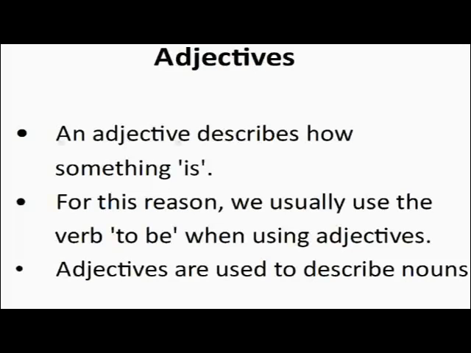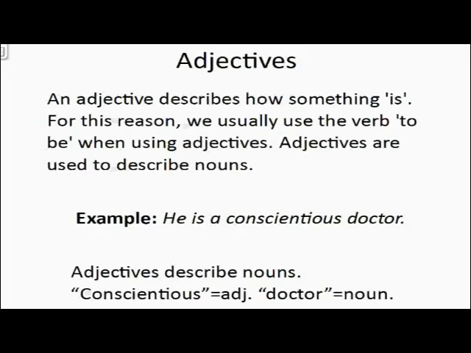Let's go ahead and switch. A quick definition of adjectives. An adjective describes how something is. So for this reason, we usually use the verb to be when using adjectives. They're used to describe nouns. So knowing that an adjective is how something is, we'll usually use the verb to be, as stated, and look at how they modify nouns.